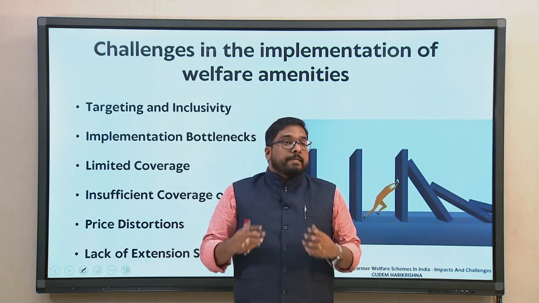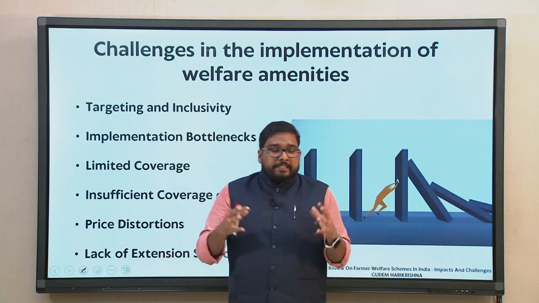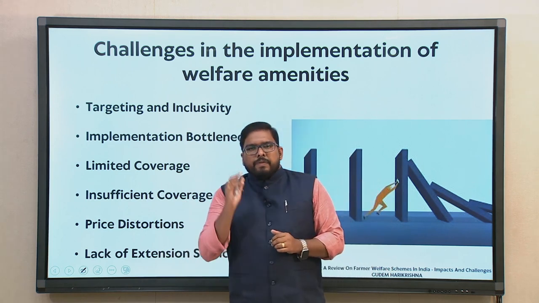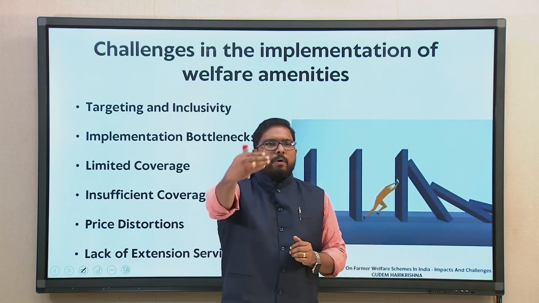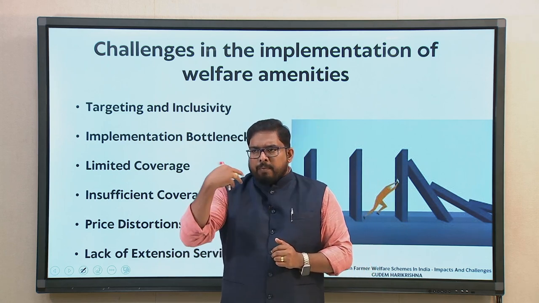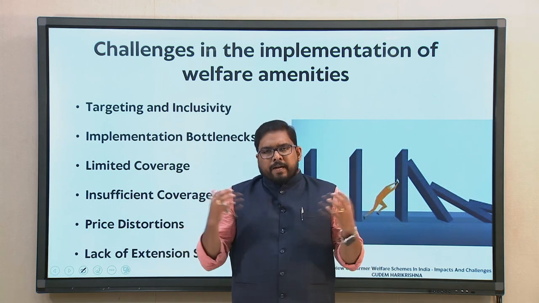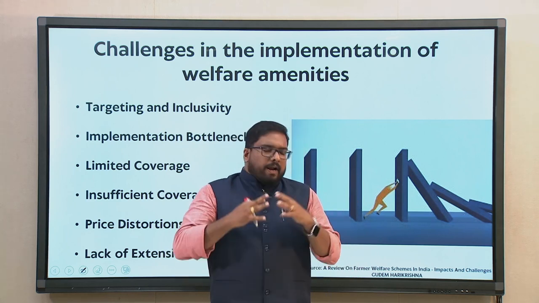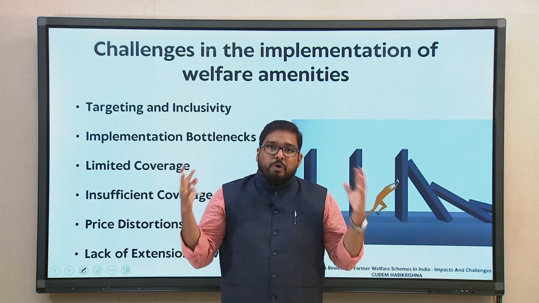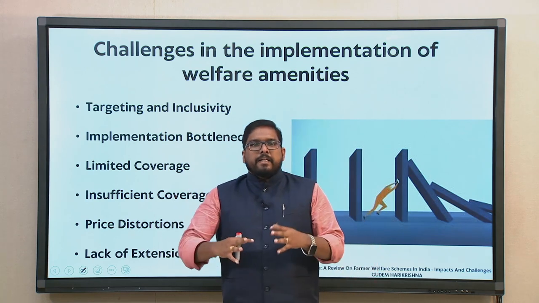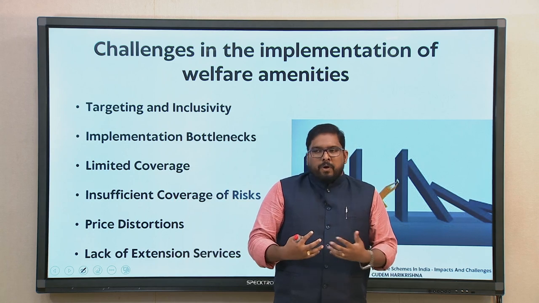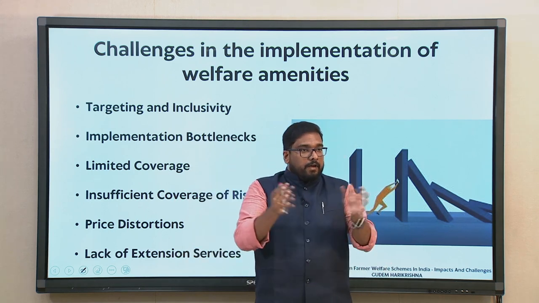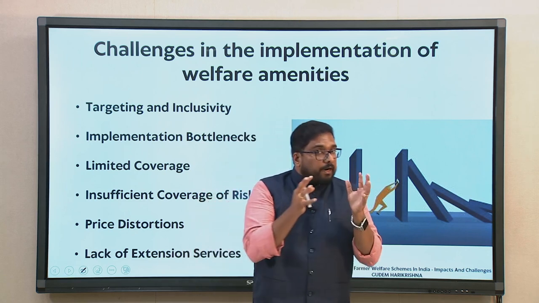The second important aspect could be the implementation bottlenecks. These schemes are specifically targeted at the rural population to a certain extent. When you are targeting the rural population, there are bottlenecks: supply chain issues, problems with infrastructure, problems with awareness, education or literacy, and problems with the social stigma associated with this. There are also problems of whether somebody is being exploited by taking this, while the needy ones are not actually getting it.